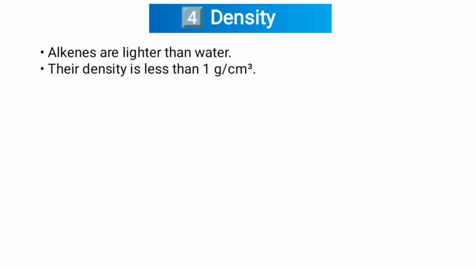Fourth one is density of alkenes. Alkenes are lighter than water. Their density is less than 1 gram per centimeter cube.